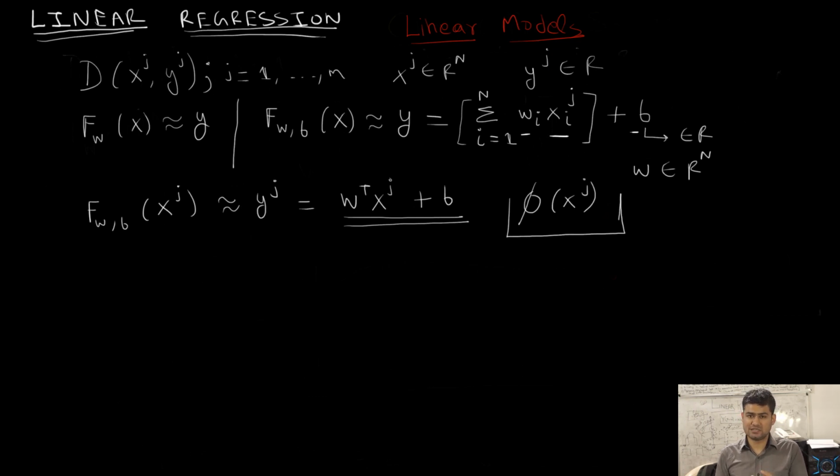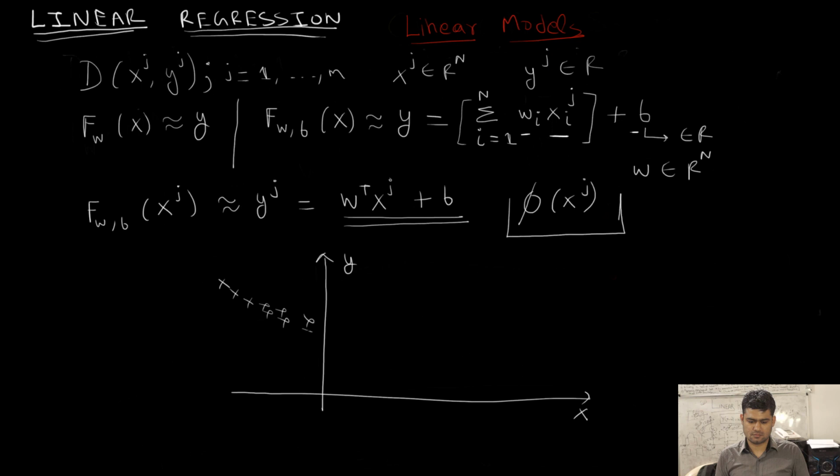To understand this better, let's consider a simple example. Let's assume that x is a scalar. This is the x-axis and this is the y-axis. Let's assume that we have data samples like this. Without any knowledge about the function or the distribution that is generating this data, we can see that y is definitely not a linear function of x.